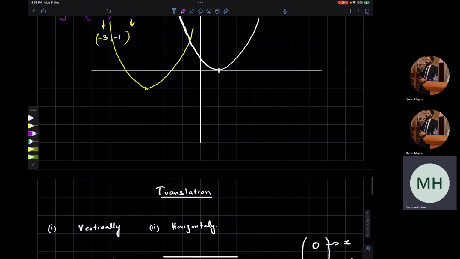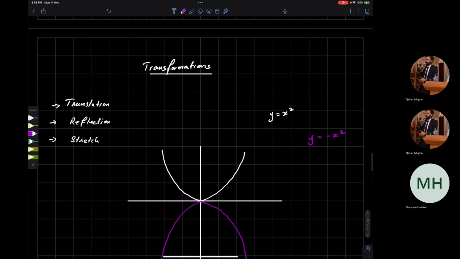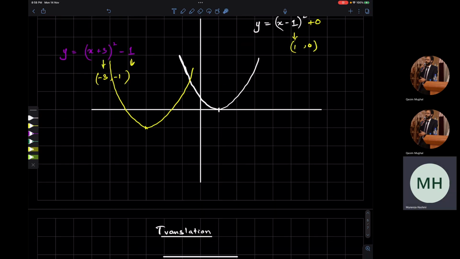I would like you to go back and refer to this one. Now I'm going to draw the original graph here, the purple graph. What is the equation for the purple graph? What would be the equation for the purple curve here? It would be y equals x squared. That's it.